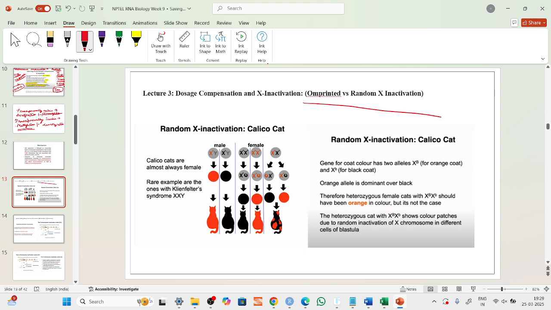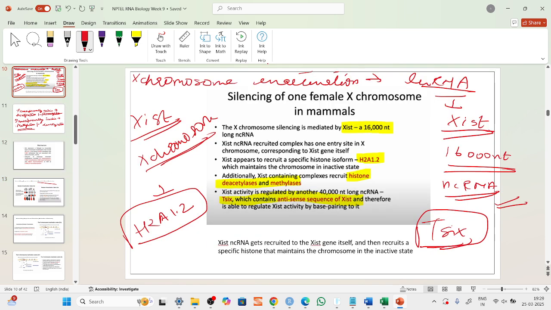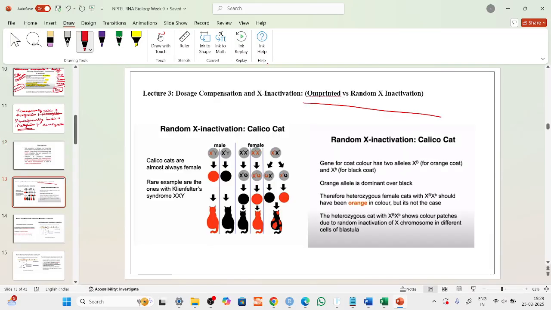Now we have studied that in mammals, in humans, X chromosome inactivation happens to maintain dosage compensation. It inactivates one of the X chromosomes so that the amount of X is equal in males and females. It does this with the help of a long non-coding RNA known as Xist. Xist binds to the X chromosome within its Xist gene, and then it recruits some histone isoforms, which are H2A 1.2. It also brings complexes like histone deacetylases and methylases, and ultimately they all maintain your chromosome in the inactivated state. This is clear.